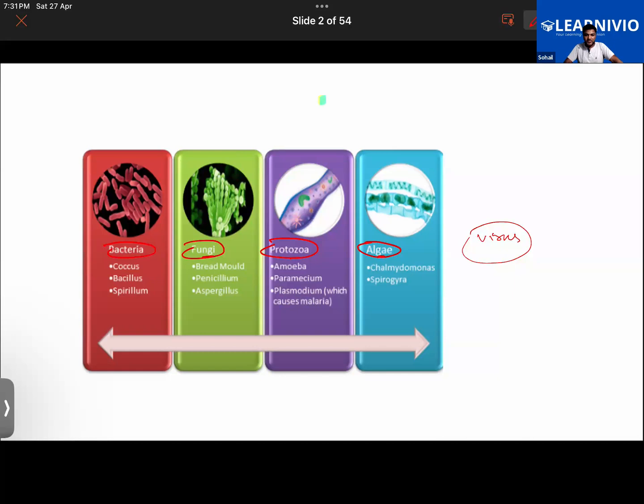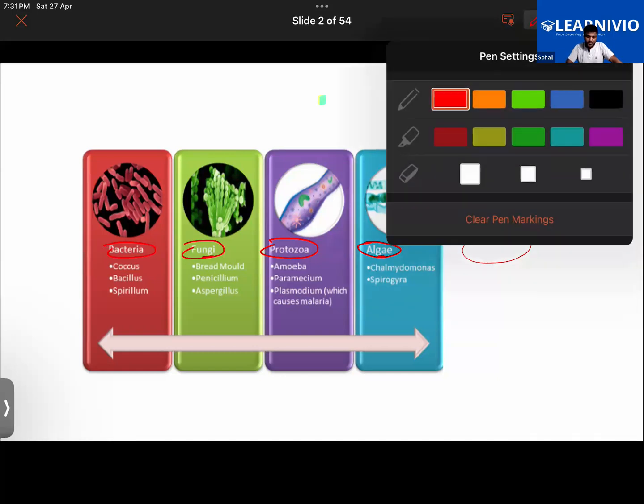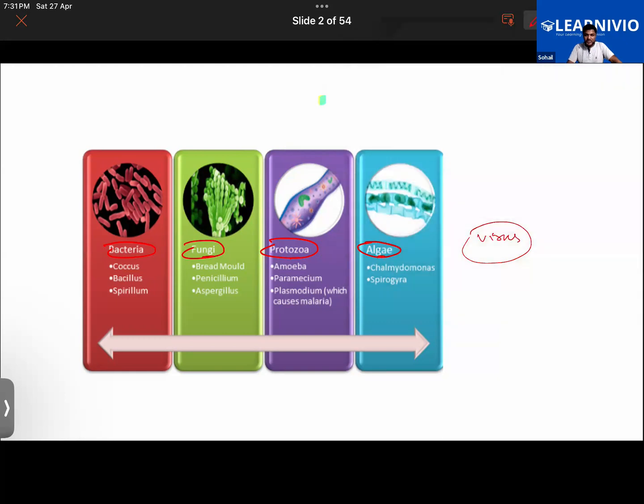Okay, Gauri, Khadija, and Sundus. Okay, sir. Sundus and Khadija, you will be preparing the notes once the PPT is provided to you. That's it for today. Have you noted it down? Just write these four names: bacteria, fungi, protozoa, and algae.